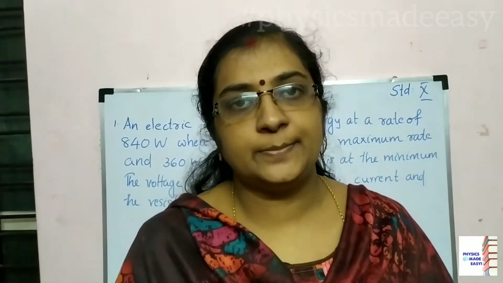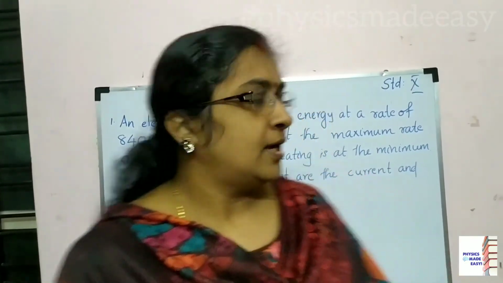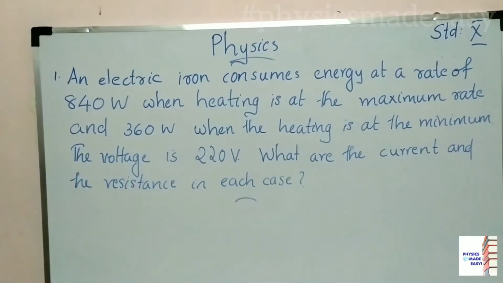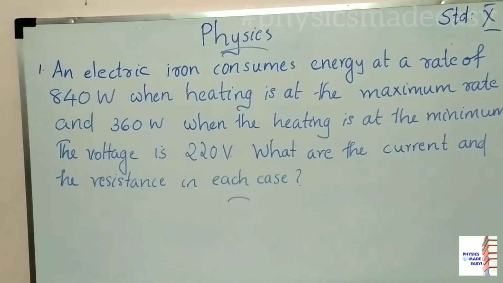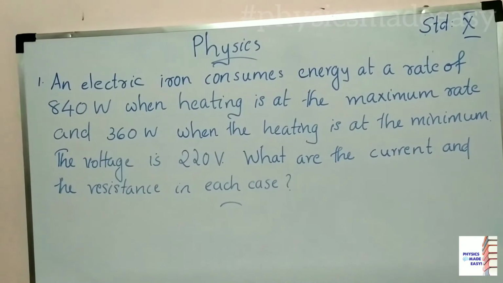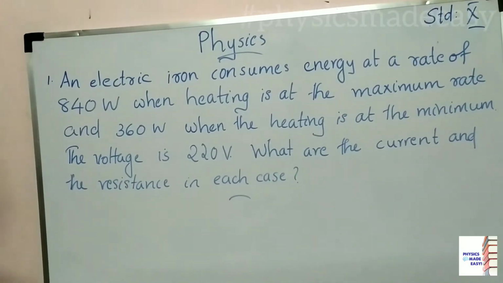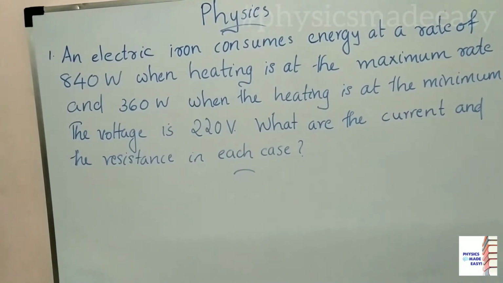Some numericals based on heating effect of electric current and electric power. Here you can see an electric iron consumes energy at a rate of 840 watt when heating is at the maximum rate and 360 watt when the heating is at the minimum rate. The voltage is 220 volt. What is the current and the resistance in each case you have to find.